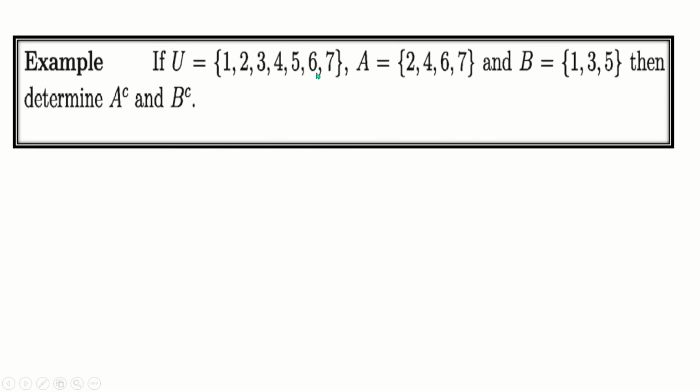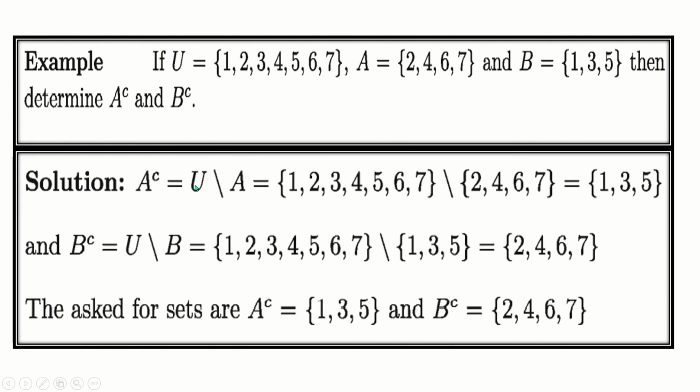Example 7. U equal to this, A equal to this, B equal to this. Then determine A complement and B complement. Solution. A complement means universal set delete A, or universal set slash A, or universal set minus A. We can write any one of these, no problem. Universal set means this, A equal to this. So this minus this means 2 cut, 4 cut, 6 cut, 7 cut, remaining 1, 3 and 5. This is the required answer.